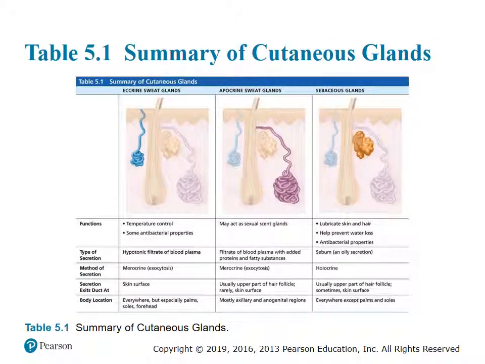Okay, so here's just a breakdown. If you looked at them separate from everything else in a skin model, here's what you see. You see the exocrine kind of separate. You see the apocrine tied to a hair follicle. You see a sebaceous there as well. And this table is really good because it kind of puts all three of them together.